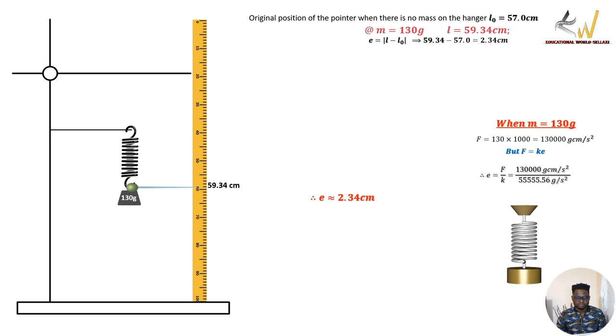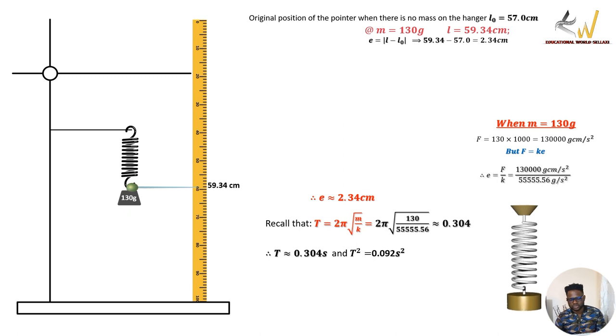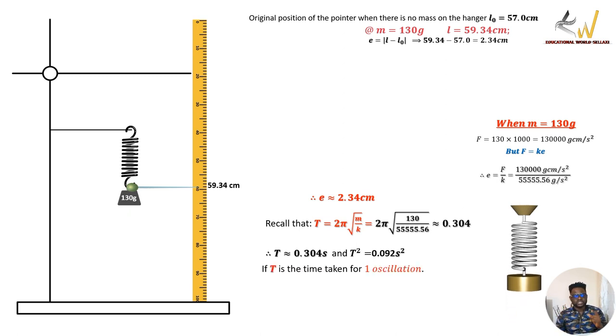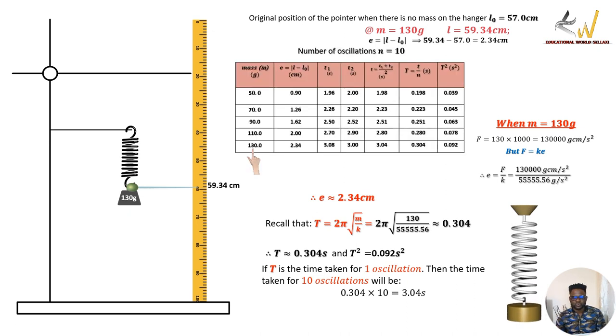Now remember the formula for the period. If I substitute the values where necessary, I'll have that the period when the mass is 130 grams is 0.304 seconds, and the square of the period is 0.092 seconds squared. So if one oscillation takes 0.304 seconds to complete, that means that 10 oscillations will be completed in 3.04 seconds. Simple as that. So put everything in a table of values. When the mass is 130 grams, the extension is 2.34 cm, the time for 10 oscillations is 3.04 seconds, the period is 0.304 seconds, and the square of the period is 0.092 seconds squared.